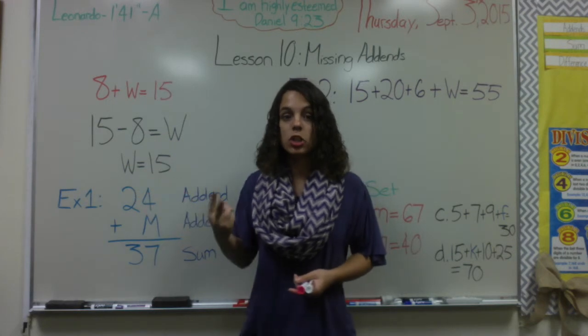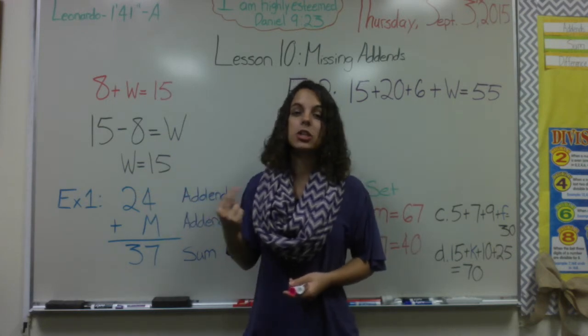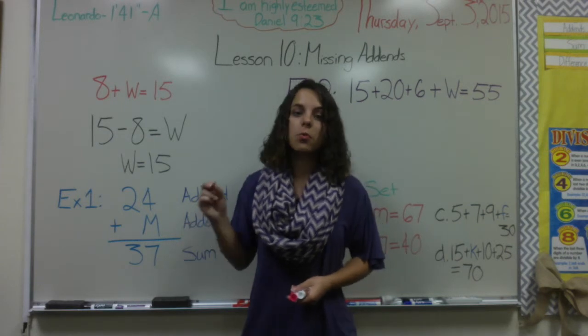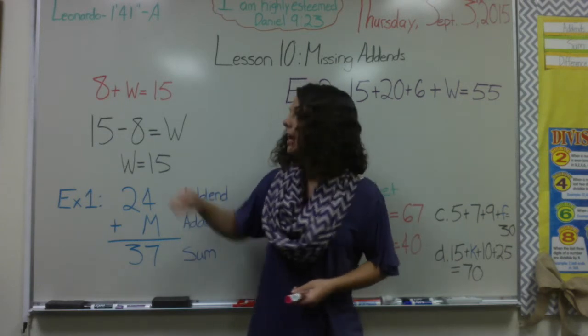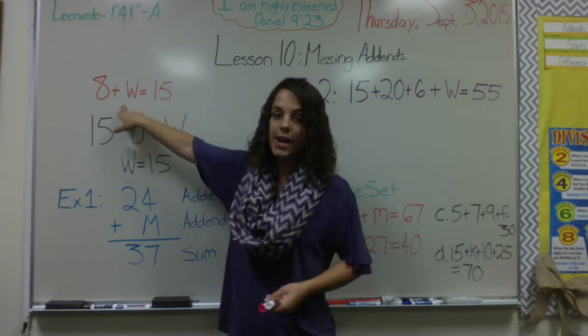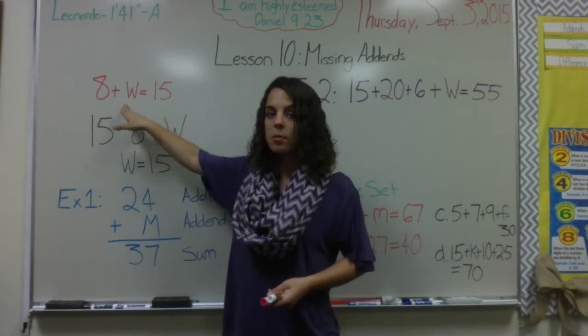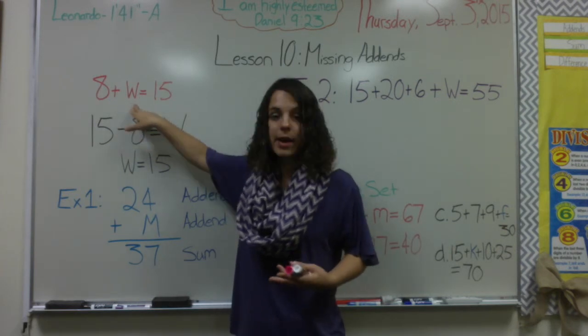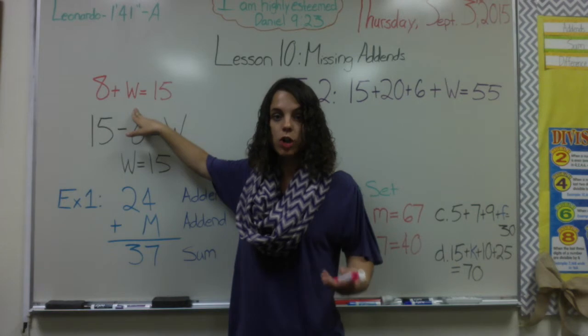Now with fact families, thinking of addition problems as a fact family, which we already learned about, I can create 2 addition problems and I can also create 2 subtraction problems using the same 3 numbers. So whenever I have W or any missing addend, can I change this problem around into a subtraction problem where W is my answer, because that's what I'm actually trying to look for.